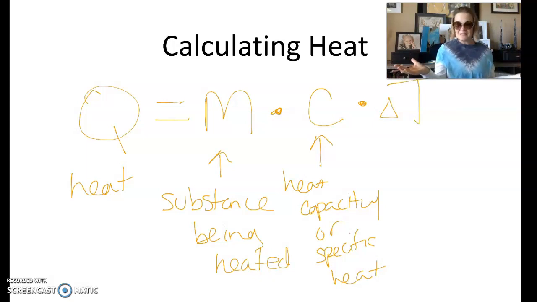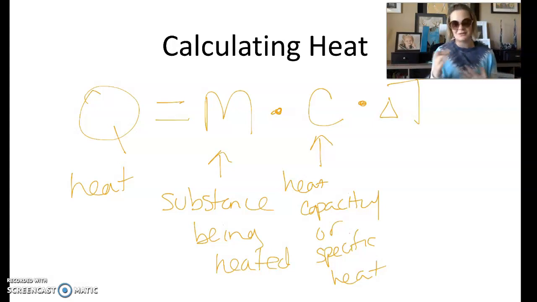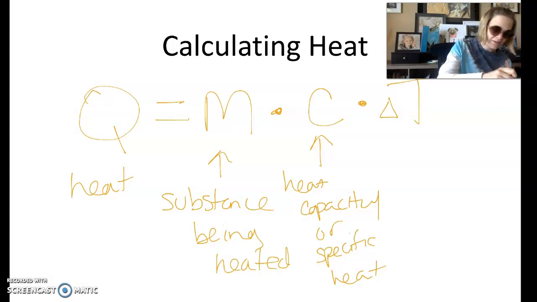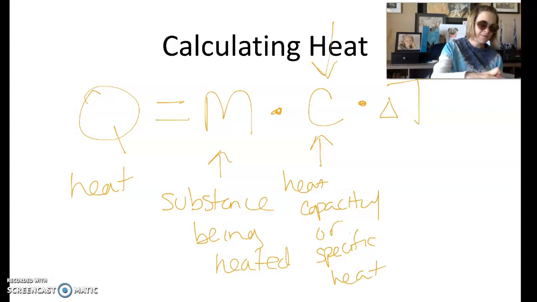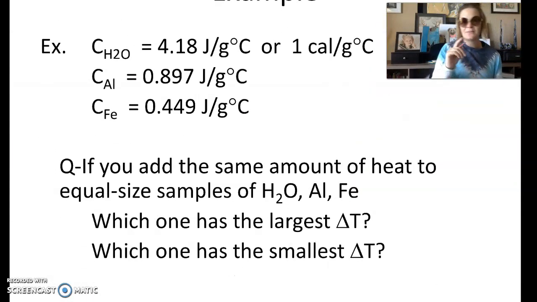Q equals MC delta T, you guys. Here's our equation that we use to calculate heat. Before I jump in and have us manipulating this equation a little bit, I wanted to talk about this constant, the heat capacity. It's the amount of energy it takes to heat something up, 1 gram of it, 1 degree Celsius.